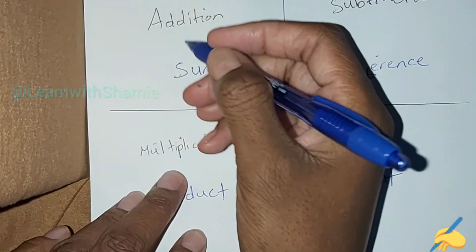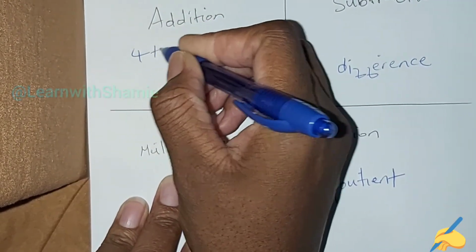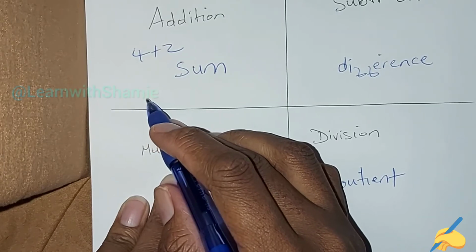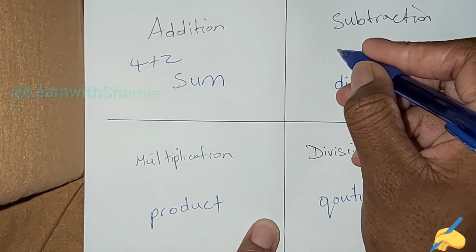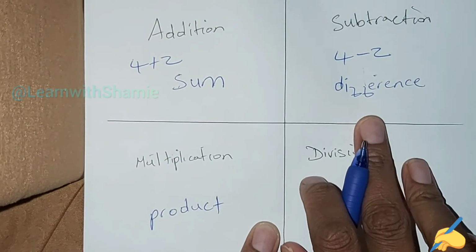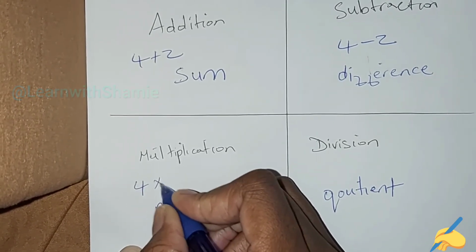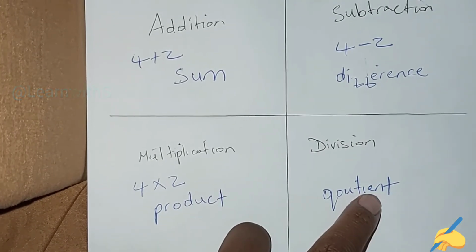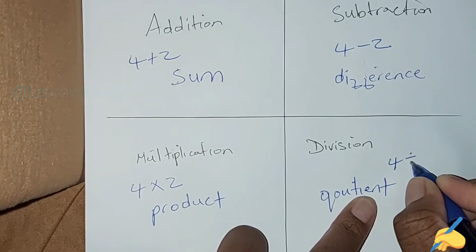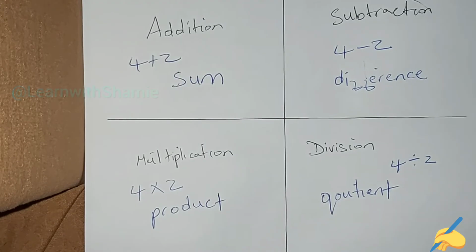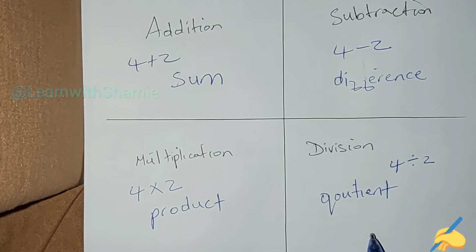So if you should be asked to find the sum of two numbers, you know you're going to add them. 4 plus 2 to get your answer. To find the difference, you know you're going to subtract, 4 minus 2 to get your answer. To find the product, you're going to multiply. And to find the quotient, you're going to divide. So it's very important for you to remember these names: sum, difference, product, and quotient.